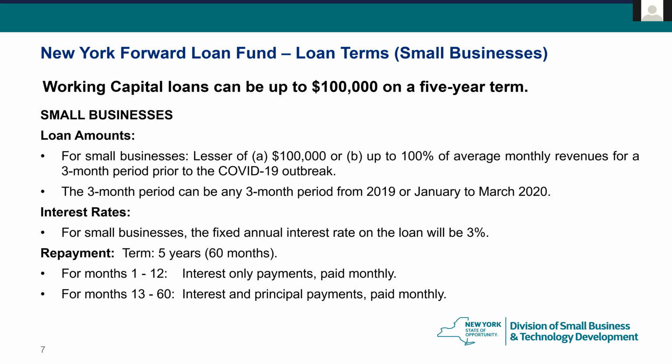Big difference between the SBA programs. Interest rate wise for small businesses, it is a fixed annual rate of 3%. So it's 3% fixed for the life of the loan. Everyone who qualifies for a New York Forward Loan Fund gets 3% as a small business.